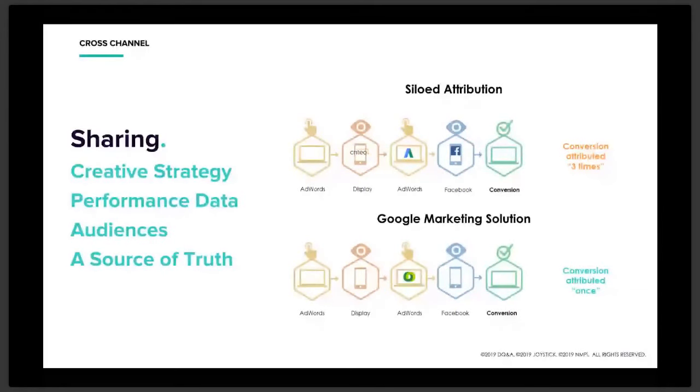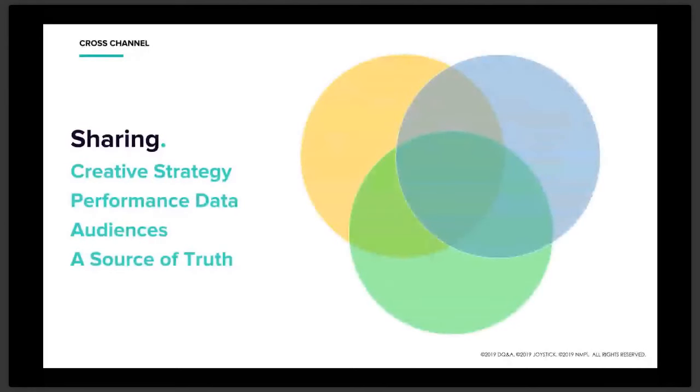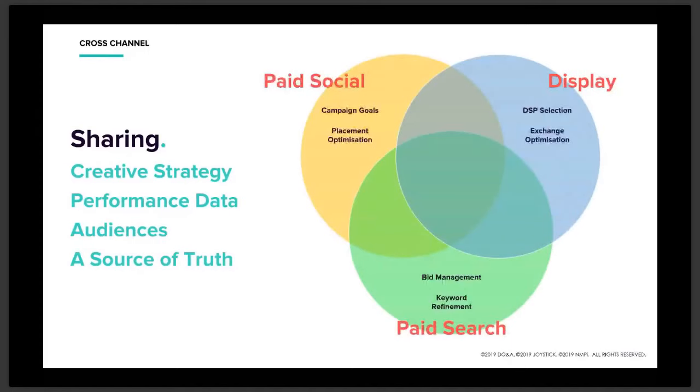So just to summarize this all and put it all together, I've got a very retro Venn diagram. Ultimately, some optimization activities do need to remain relatively siloed due to some of the unique characteristics, such as keyword refinement within paid search, DSP selection within display, placement optimization within paid social. Do you want to appear in the audience network, on the Facebook newsfeed, on Snapchat, on Twitter? Some of these things still need to be taken on a channel by channel level.